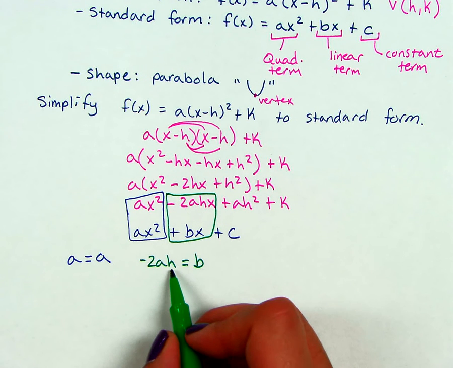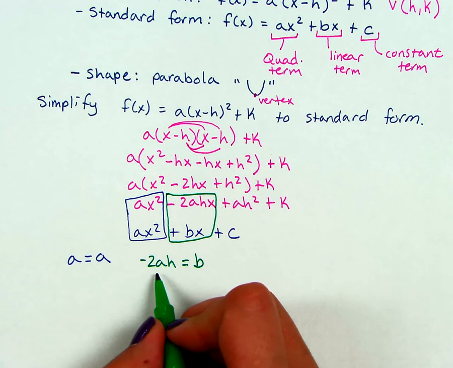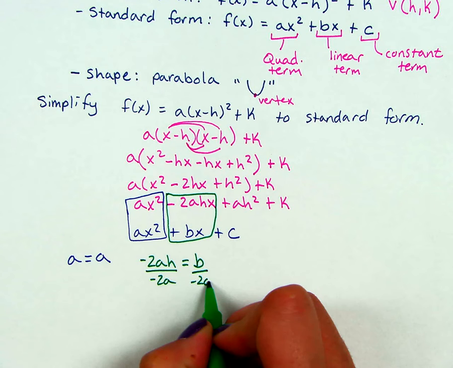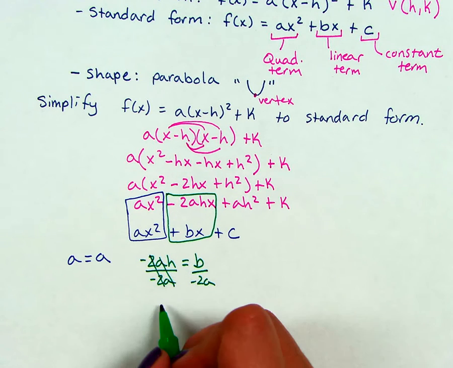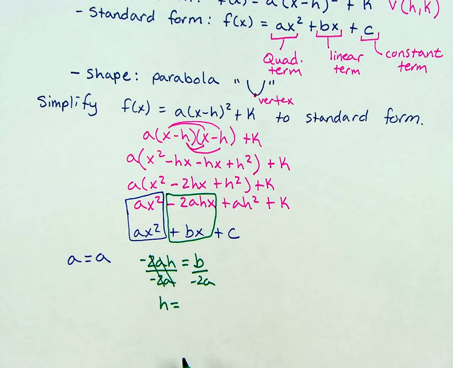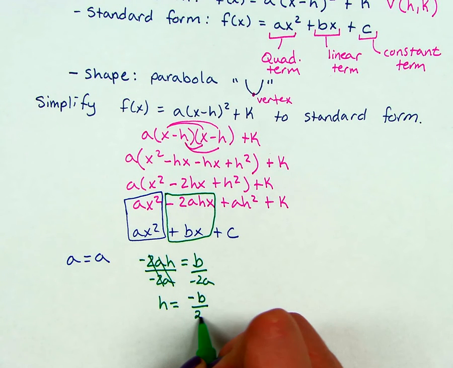If we're looking at this, it has an h in it. So if I solve this for h, that's going to help me figure out our vertex. That means I would have to divide both sides by negative 2a. So it cancels out here. So h equals, and then we would simplify the negative up to the top part of our fraction. So negative b divided by 2 times a.